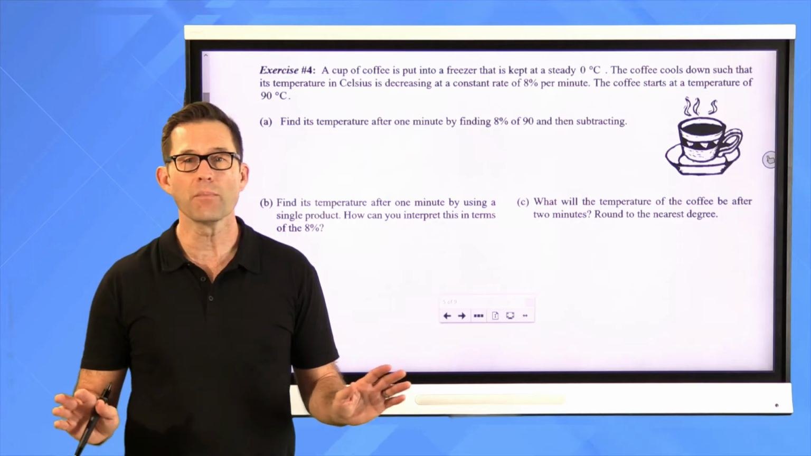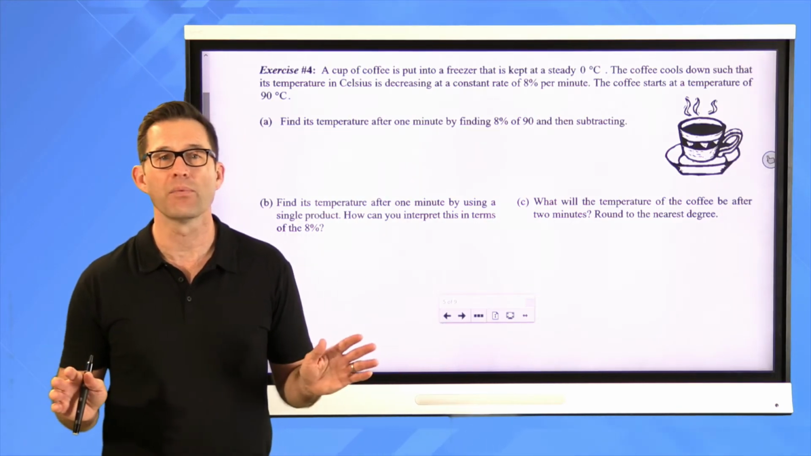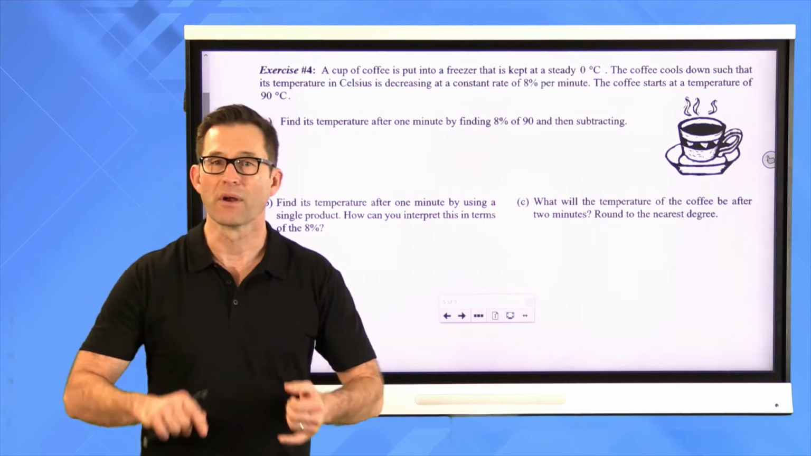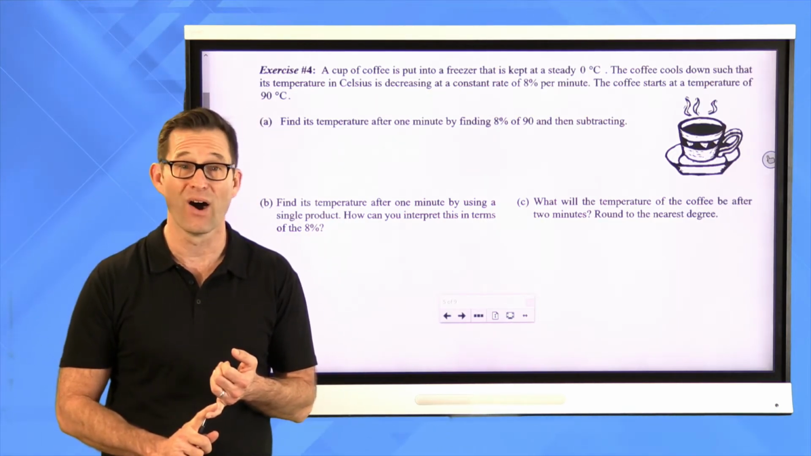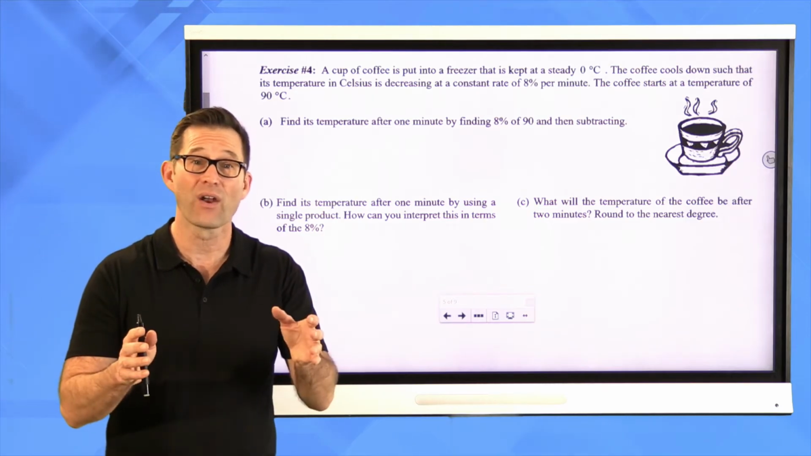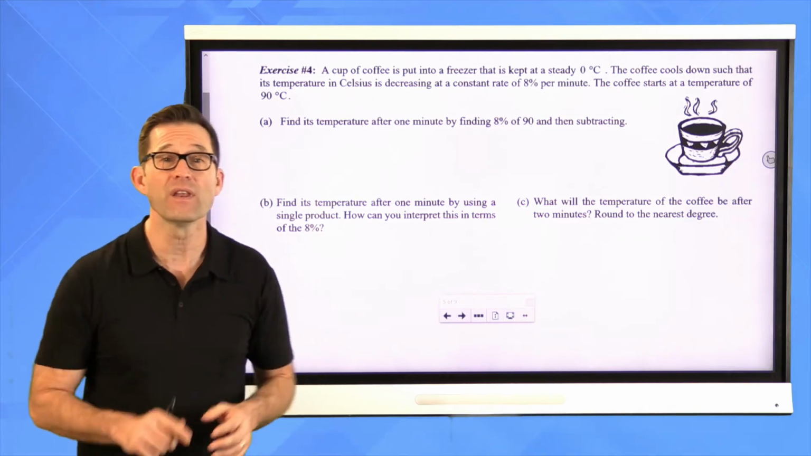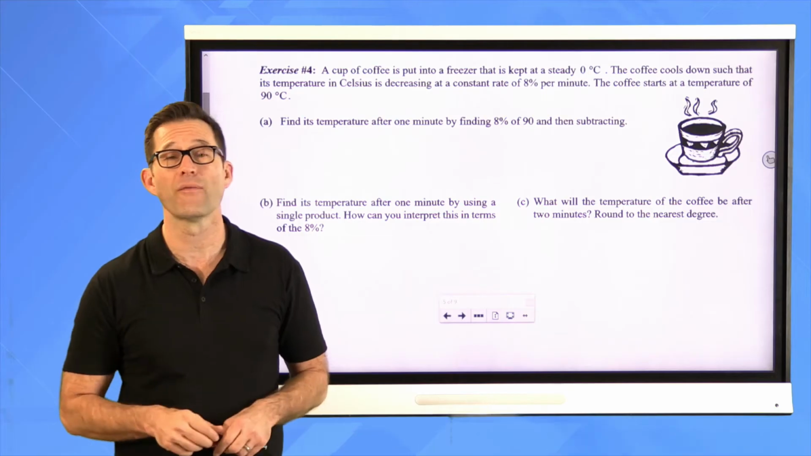We're going to play this exactly the way we played exercise 1. In other words, I'm going to first find out what 8% of the 90 is, and then because the temperature is going down, I'm going to subtract that off from the 90. Pause the video now and figure out what the temperature of the coffee is after 1 minute.